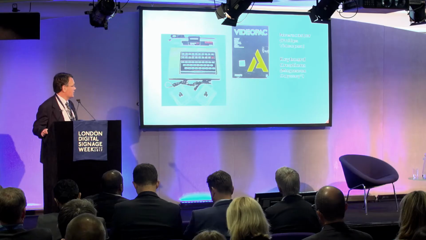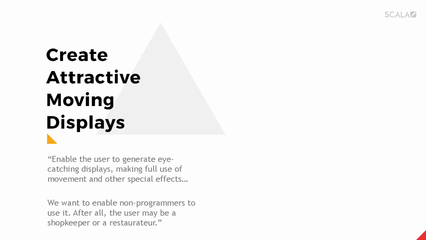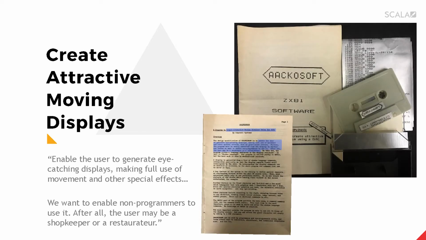Now if we ask what a modern pitch looks like, here's an example of a marketing pitch for digital signage: to help you create attractive moving displays, to enable the user to generate eye-catching displays, making full use of movement and other special effects. We want to enable non-programmers to use it. After all, the user may be a shopkeeper or a restaurateur. This is from 1982, for the Sinclair ZX81.